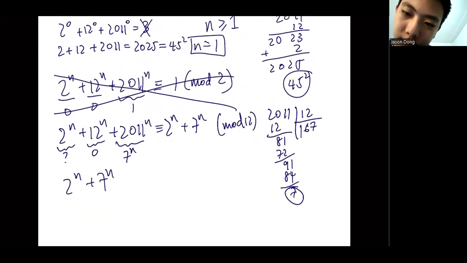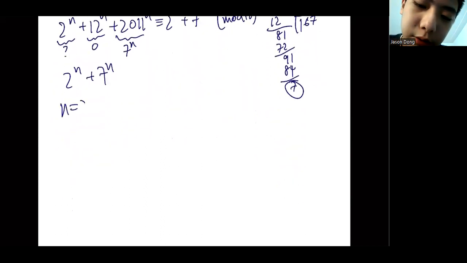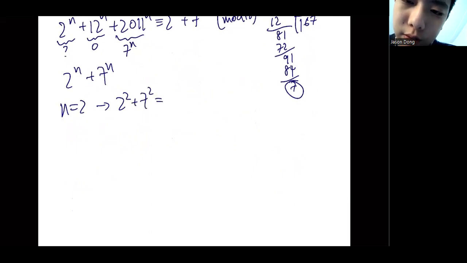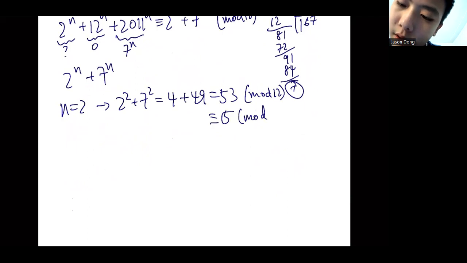So let's suppose that we already know that n equals 1 works. So let's try n equals 2. That will be 2 squared plus 7 squared, which is 4 plus 49, equal to 53. So what is 53 mod 12? That is 53 minus 48, so that will be 5 mod 12.